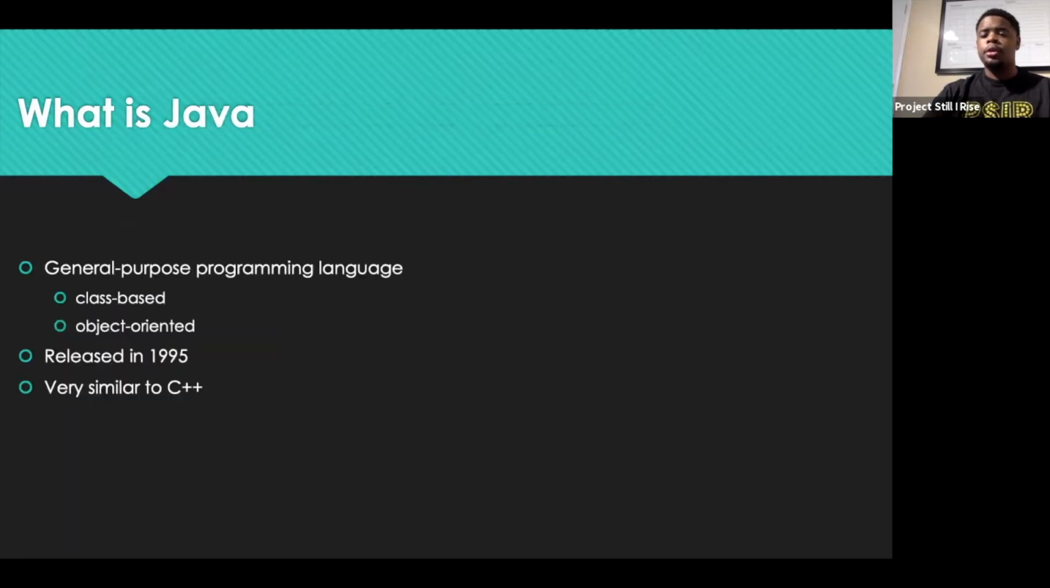Now, the programming language we'll be talking about today is a programming language called Java. It's a general purpose programming language which is class-based, which means you have to make different classes within the programming language to execute the program you want to run. It's object oriented, so you have to define objects within the program to get the functionality that you want. It was released in 1995, and most of the program itself was very similar to C++.